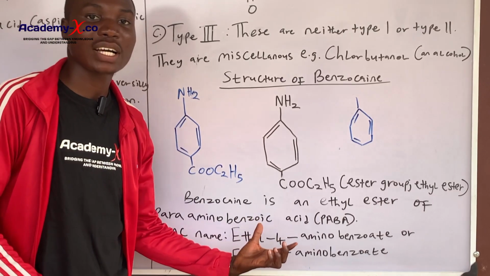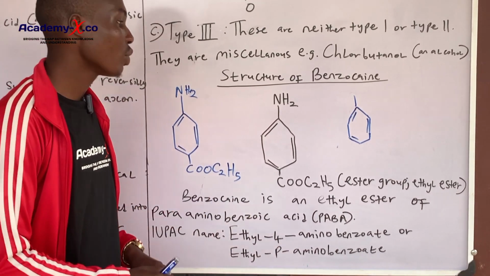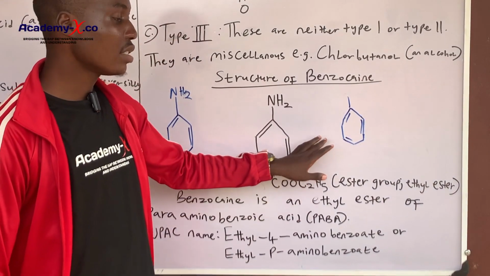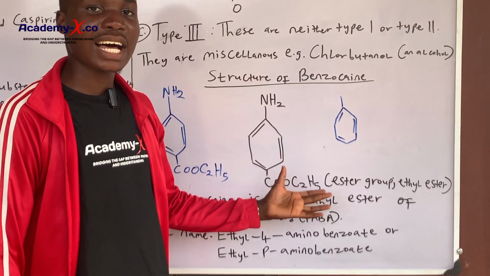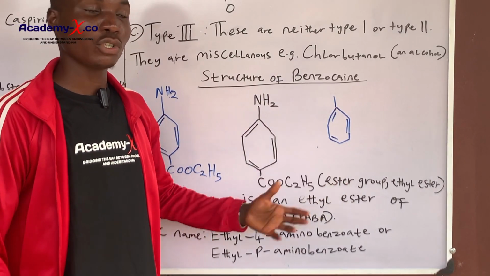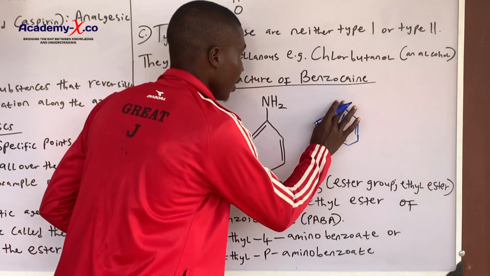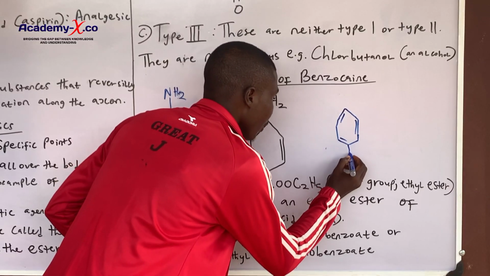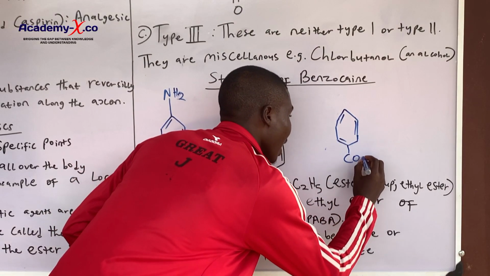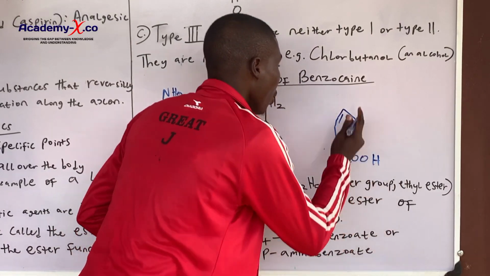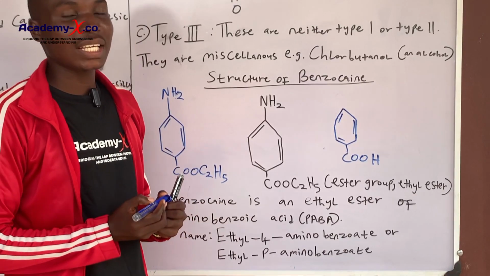So the base organic molecule we have there is benzoic acid. What is the structure of benzoic acid? Benzoic acid is a benzene ring that has a carboxylic acid functional group. So what we have there is a carboxylic acid functional group. So this is a benzoic acid.